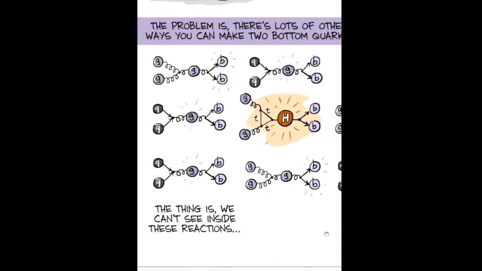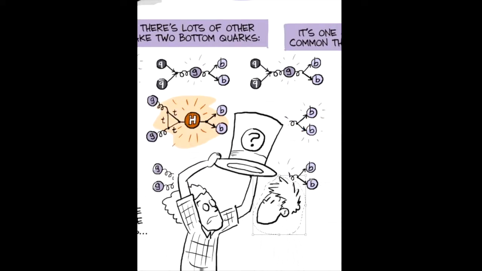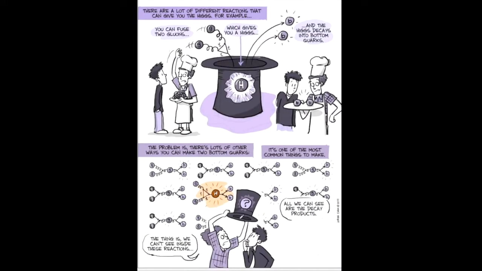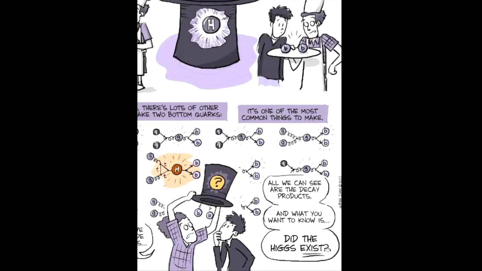The thing is, we can't see these reactions. We can't watch them and slow them down, reverse them. All we can do is see the decay products from the reaction. So this part is all you see, and what you really want to know is, did this intermediate state exist?